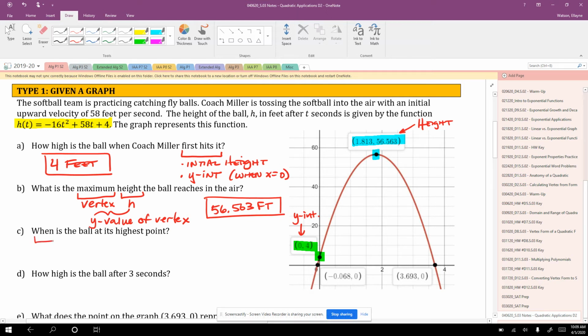Part C, when is the ball at its highest point? So when is time, and highest point again is part of the vertex. So this time it's going to be the x value of the vertex. So look back, we already highlighted the vertex. This is our x value, so this is their time. So the answer here is 1.813 seconds.